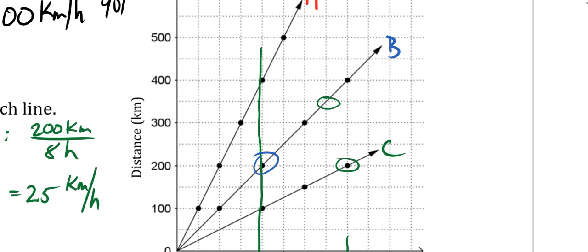Here's another one. It's not a given black dot. You're going to see some of these graphs don't give you the points. You got to pick nice ones.